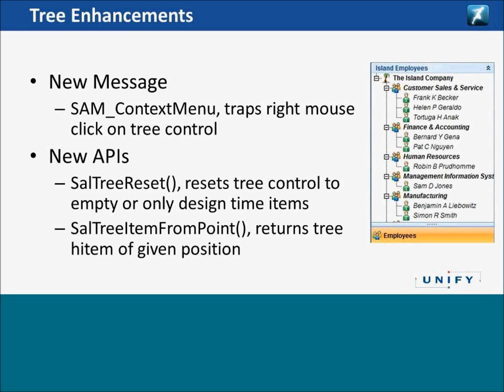zal tree item from point actually returns the tree item of a given position. So you can send the mouse position to that function and it tells you on what tree item the mouse is on, which is very useful as well.